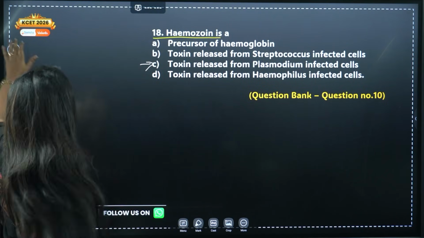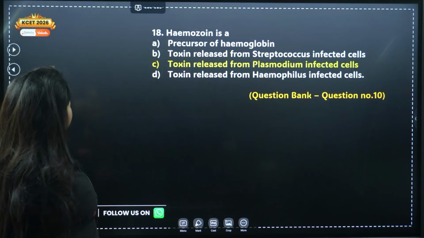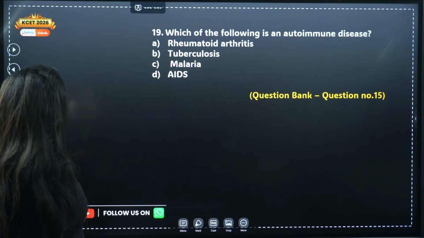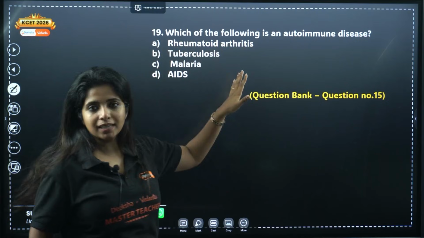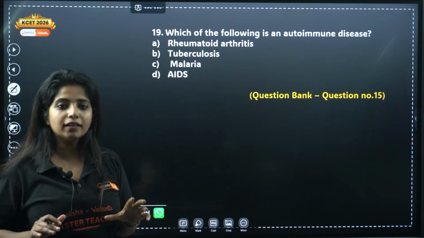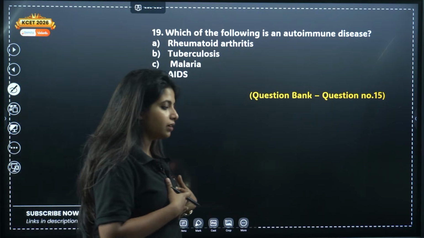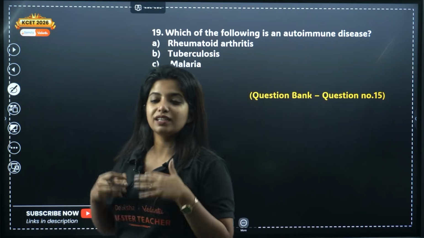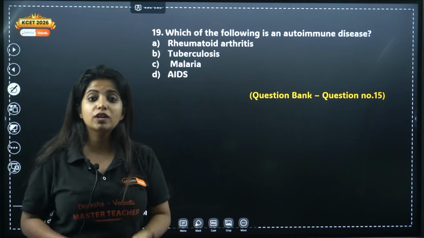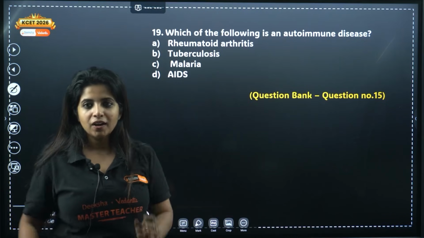Done. Now, question number 19. Let's solve this. Which of the following is an autoimmune disease? Autoimmune disease means basically our body does not know it's our own cells that are being destroyed. Our body is destroying its own cells. This is known as autoimmune disorders or diseases.